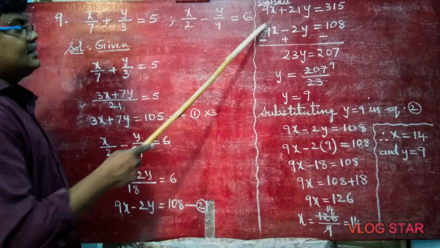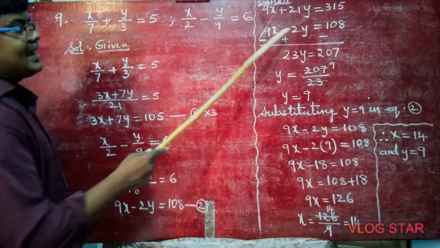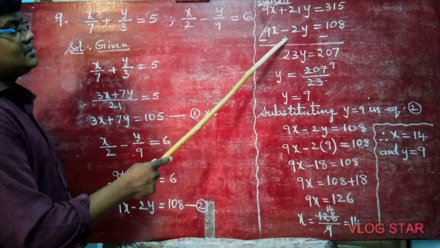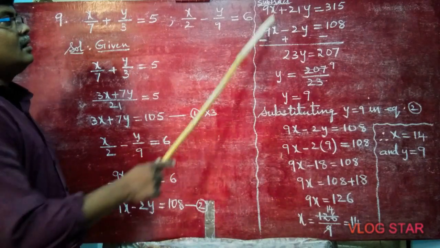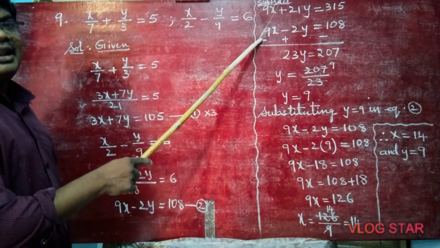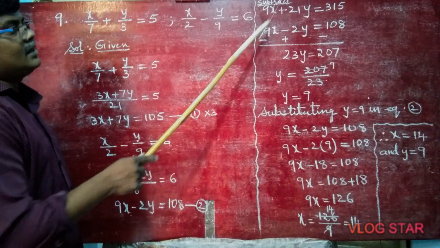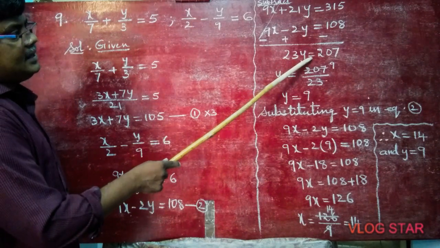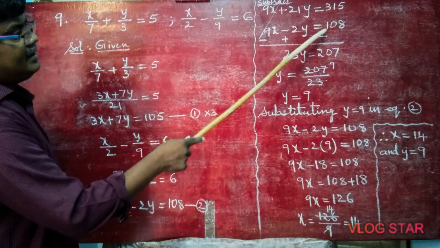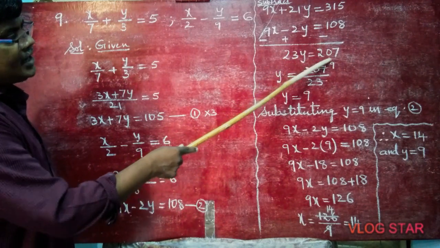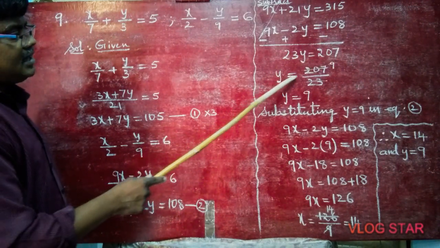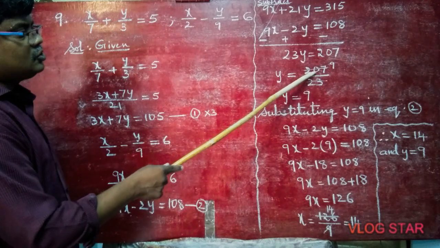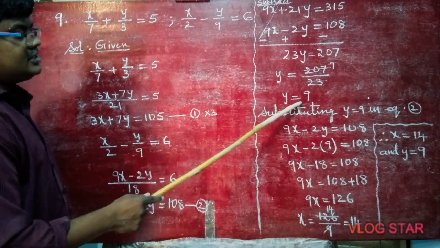So when we subtract, the signs of the second linear equation change. Plus becomes minus, minus becomes plus, plus becomes minus. Now both get cancelled. Elimination method. We eliminated x. Now 21y plus 2y is 23y is equal to, subtract 315 minus 108, you will get 207. y is equal to 207 by 23. Now 23 goes in 207 how many times? 9 times. So y is equal to 9.